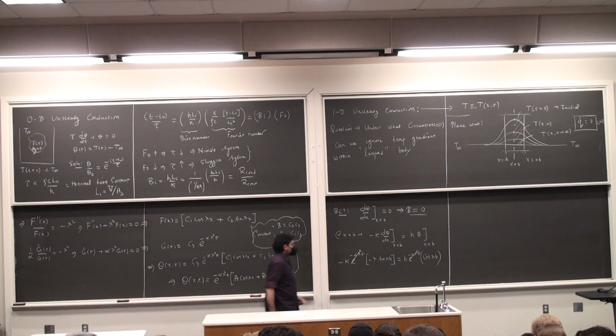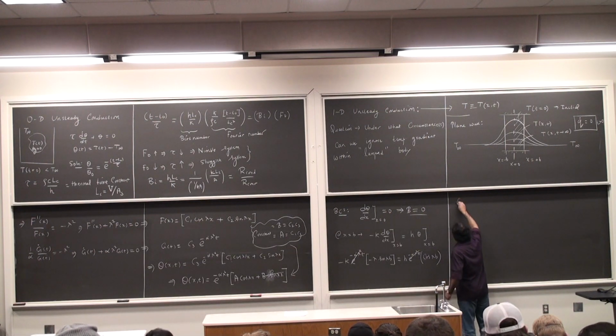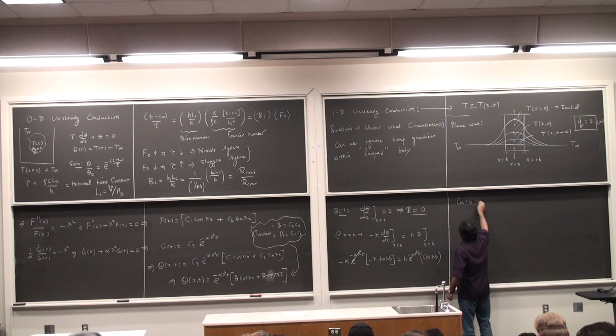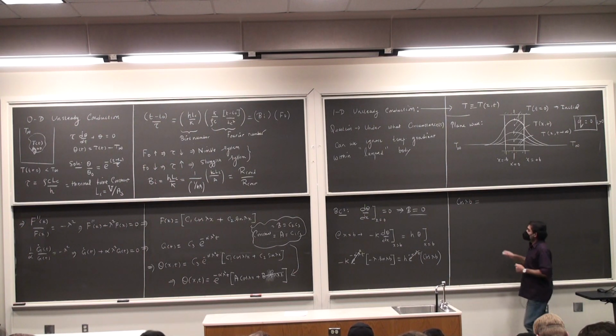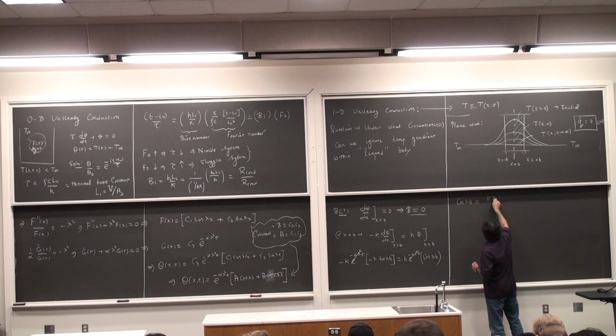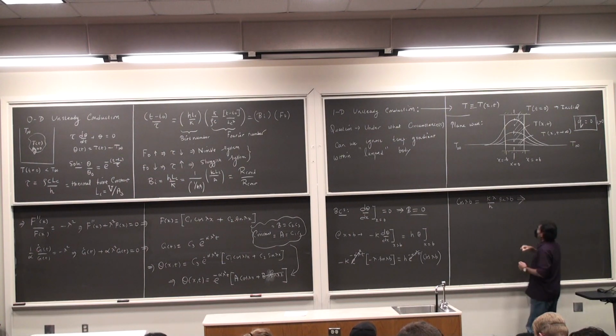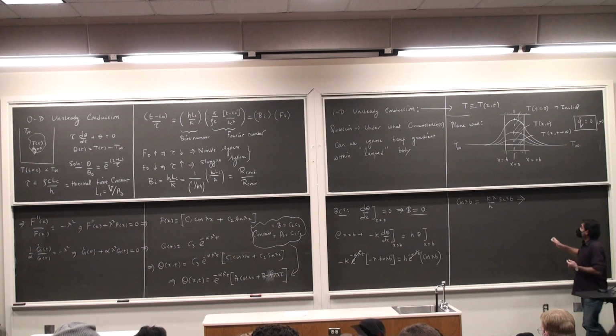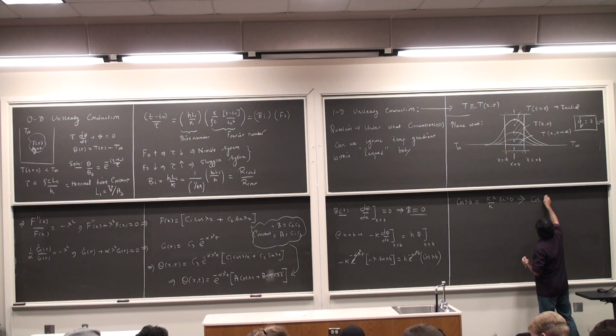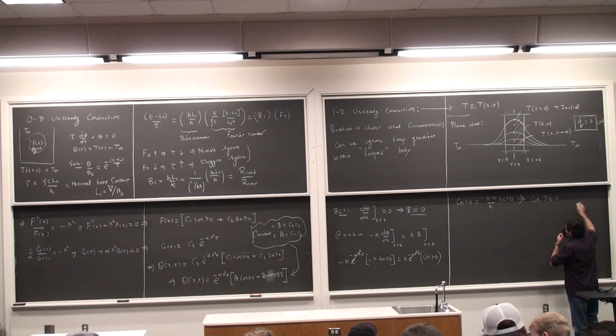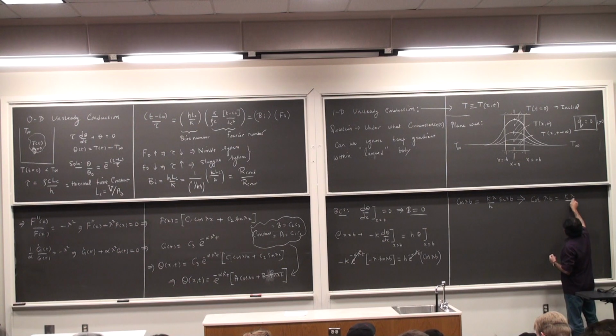So I have the following: cosine lambda b is equal to k lambda by h sine lambda b. Cosine by sine is cotangent, so this is cotangent lambda b is equal to k lambda by h.